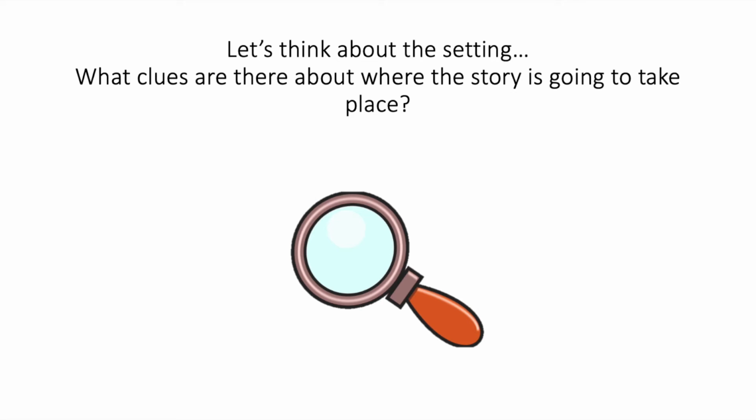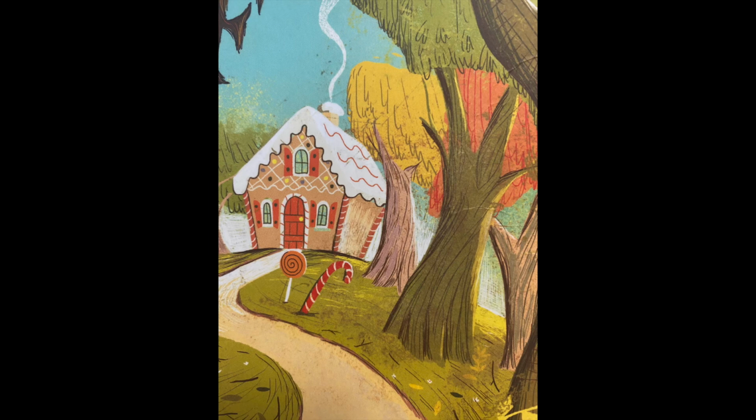So now let's think about the setting of the story. And the setting is where a story takes place. So some stories take place underwater, some might take place in castles or in cities. So have a look at the next picture I'm going to show you. It's part of the cover, and see if you can infer which setting this story might be. So here's a picture of that building, and it's surrounded by something that might tell us where it takes place.